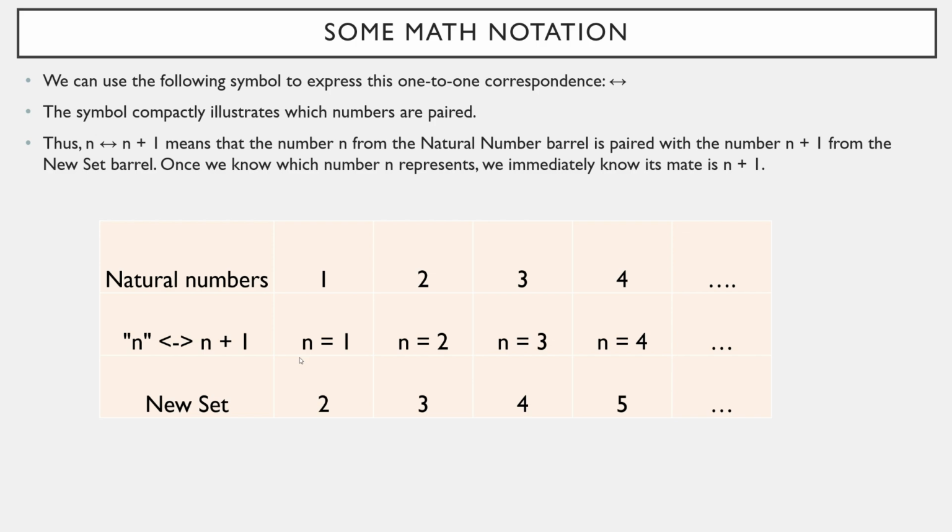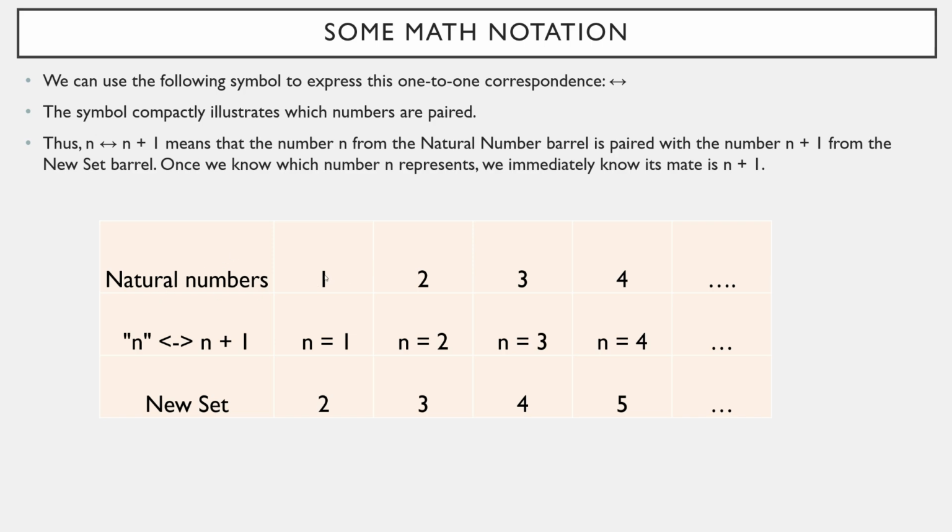All right. So we can use the following symbol to express a correspondence, this double arrow here. This symbol compactly illustrates which numbers are paired. What's going on here is the way we're pairing it: element n in the first set, the natural numbers, is mapped to n plus 1. This means that the number n from the natural numbers is paired with the number n plus 1 from the new set, barrel.